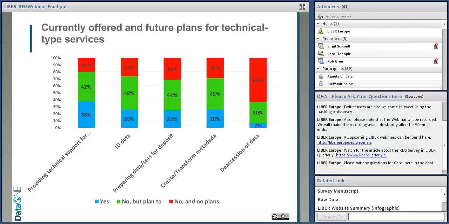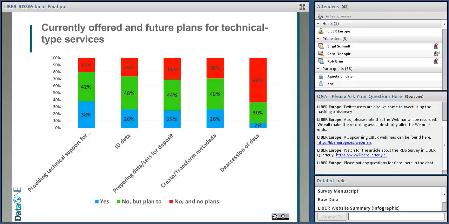The next chart shows I've just taken the technical services, again with those that are offered the most to the least, and shown those that are planning. So you saw providing technical support for RDS. That was in the currently offered, 38% are currently offered. Another 42% say they plan to offer technical support within the next 2 years.